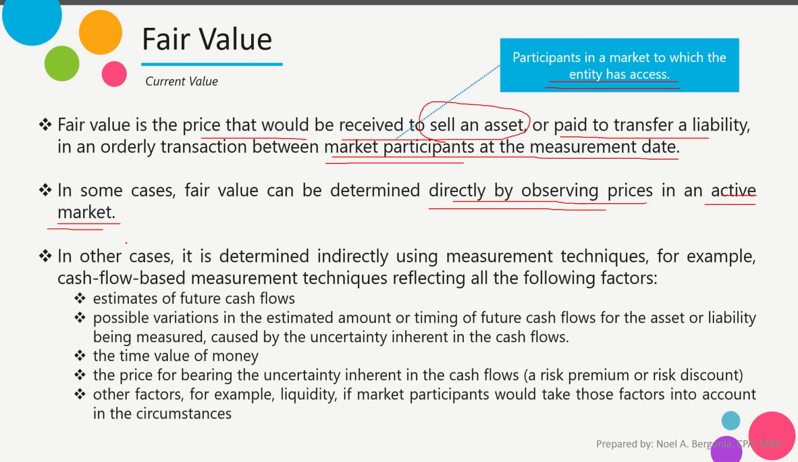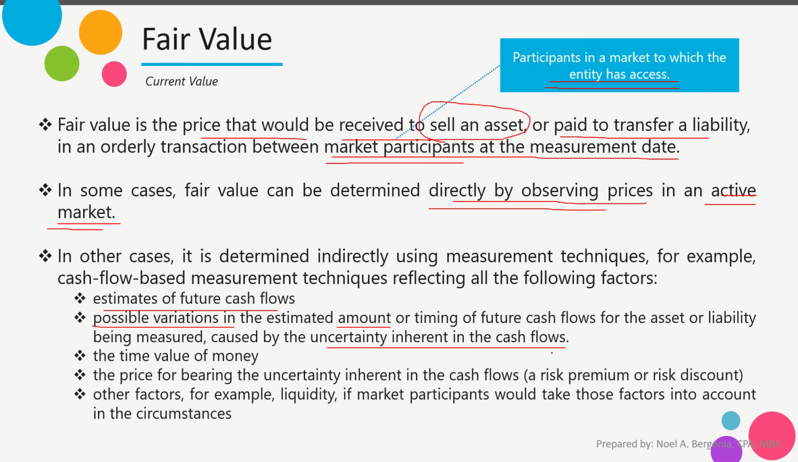Okay? And take note guys that even though sabi kanina, the fair value could be observed in active market, there will be some cases that direct observation is not possible. That's why you can get by using indirect, no, measurement techniques, okay, yung ating fair value. So how was that? It could be through the use of estimates of future cash flows. So you can estimate of future cash flows, no? There would be possible variations in the estimated amount and timing because of uncertainty inherent to the cash flow.